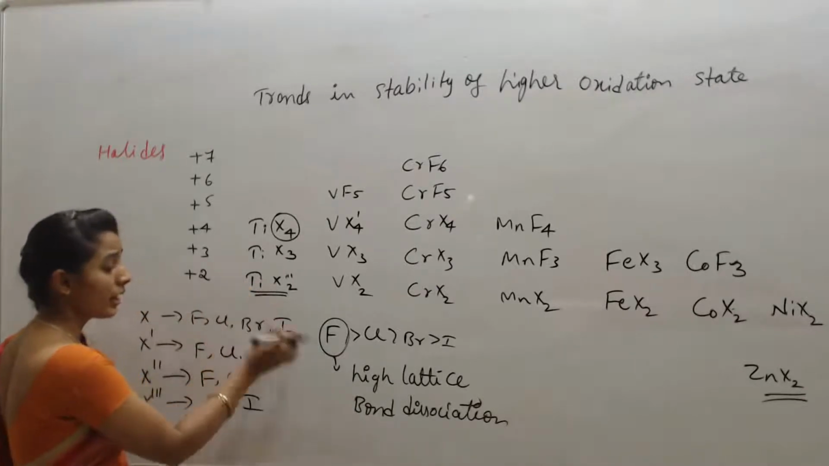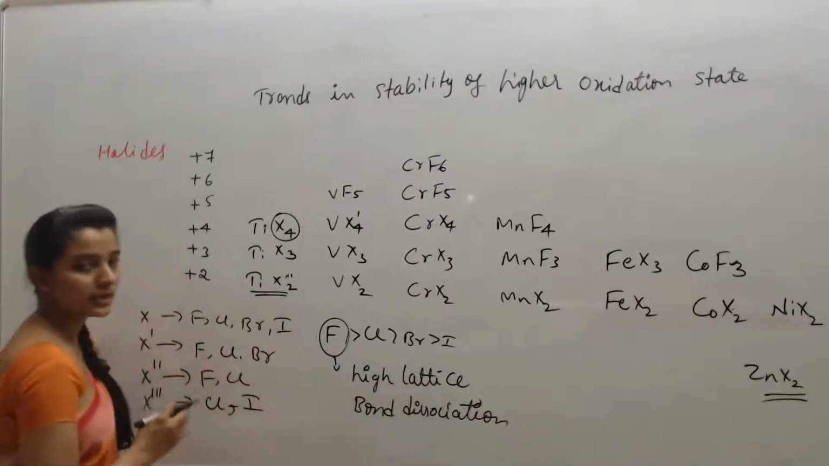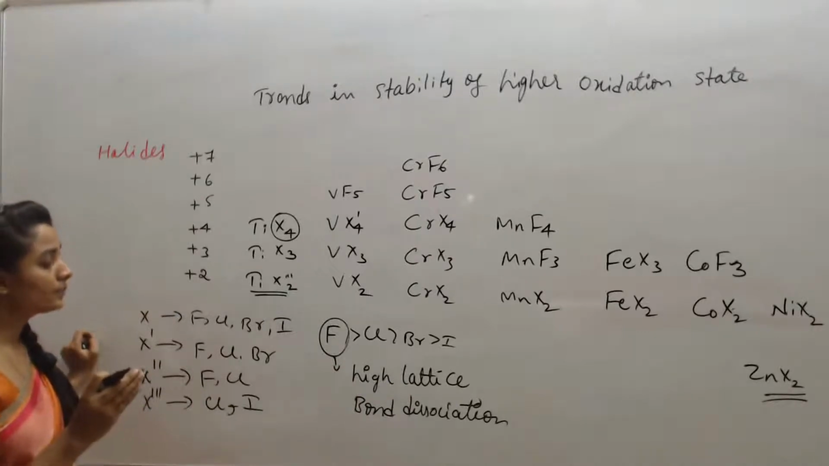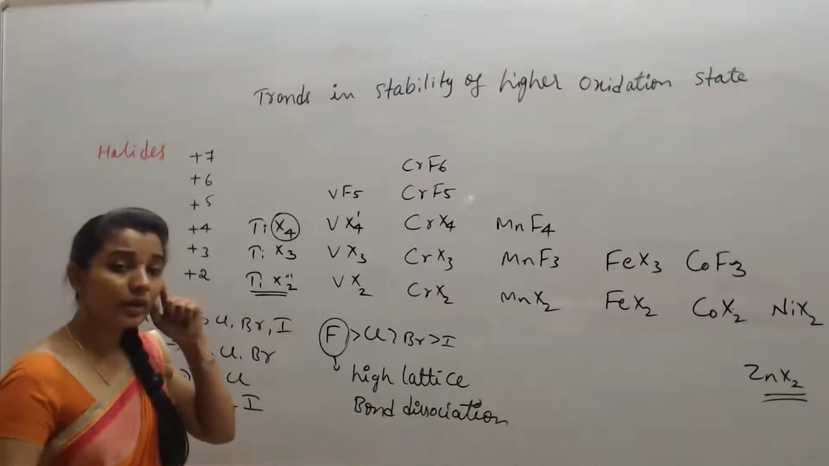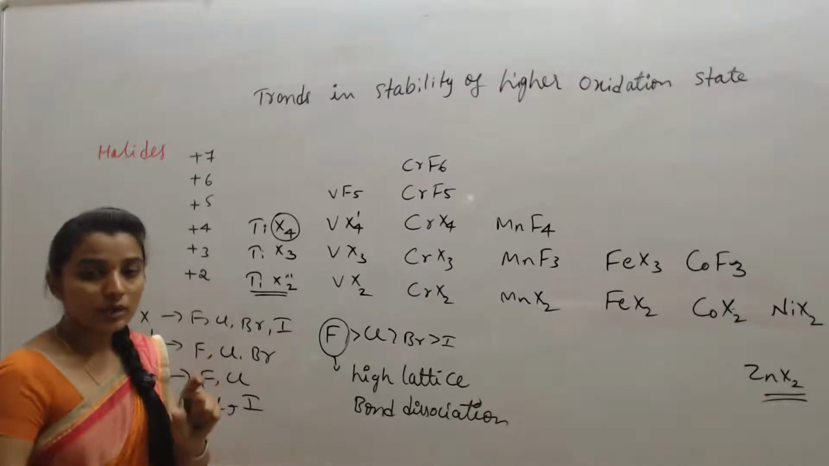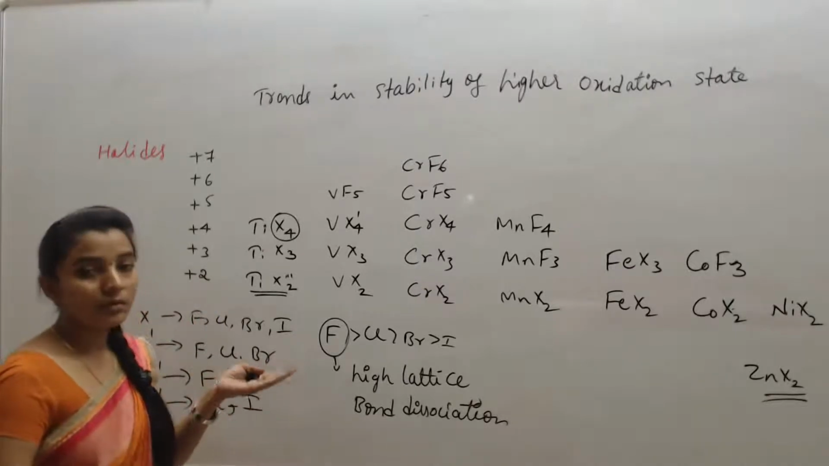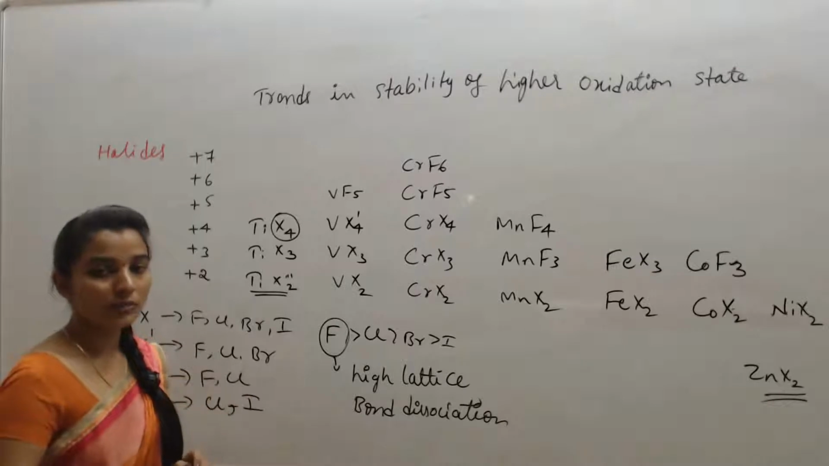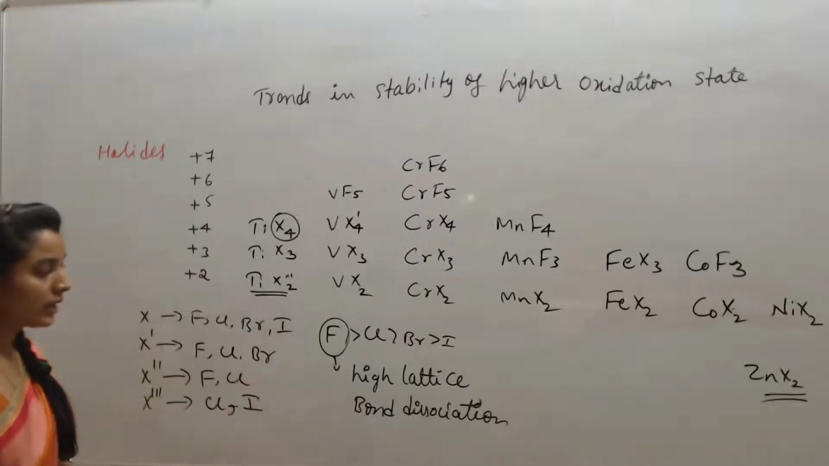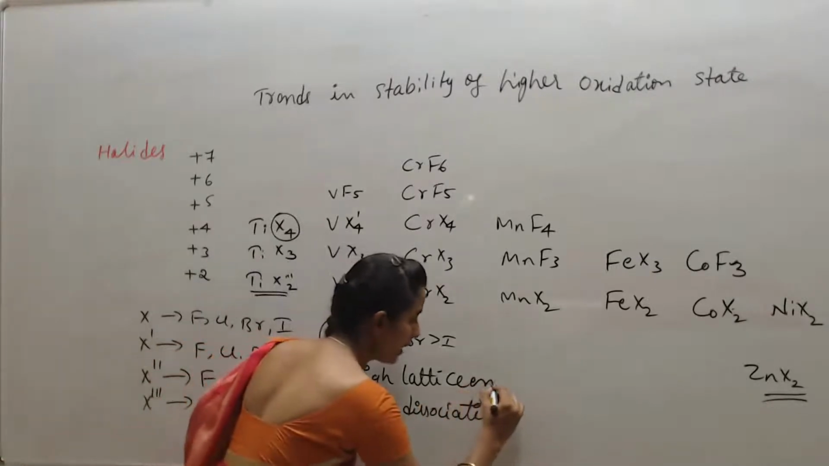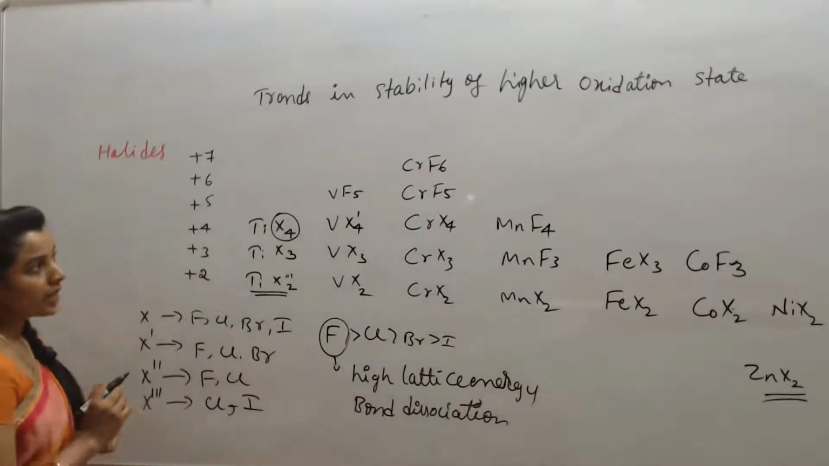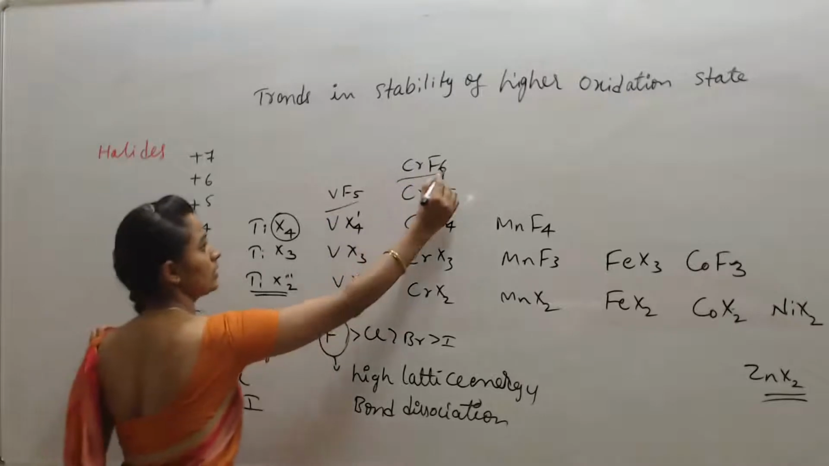I told you this is high lattice energy. It means the energy required or energy released when an isolated gaseous ion is formed into what? A solid. Converted into a solid, that is, solidifies into one mole of a substance. Then it is called lattice energy. Because of high lattice energy, fluorine stabilizes the higher oxidation state.